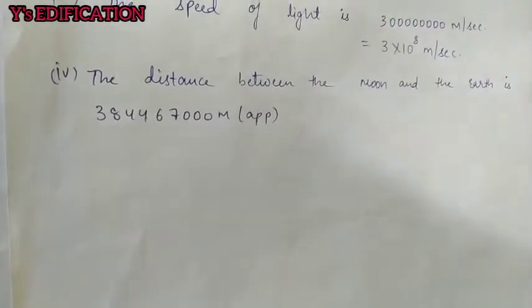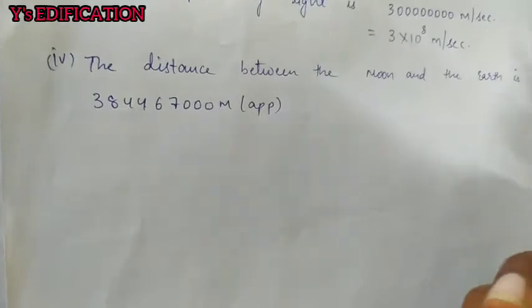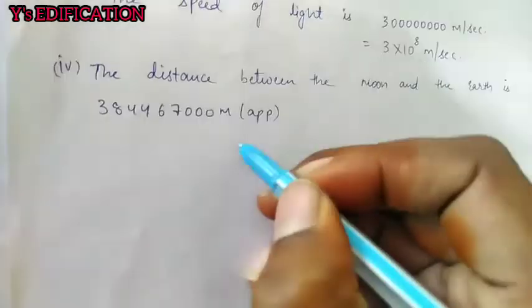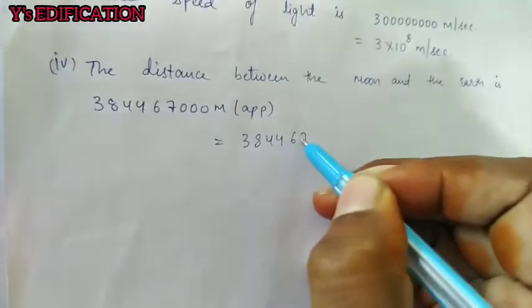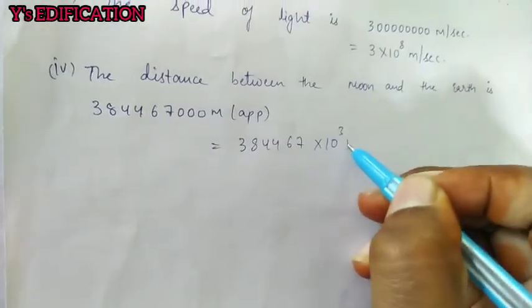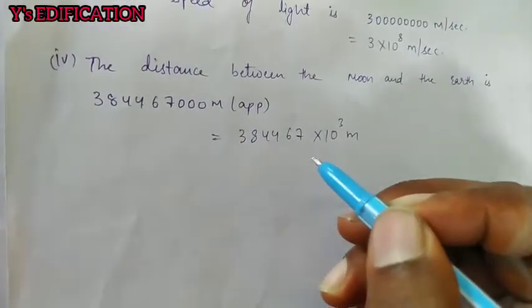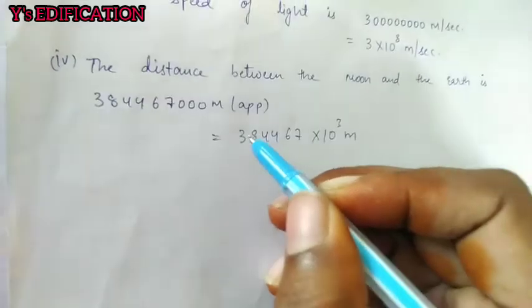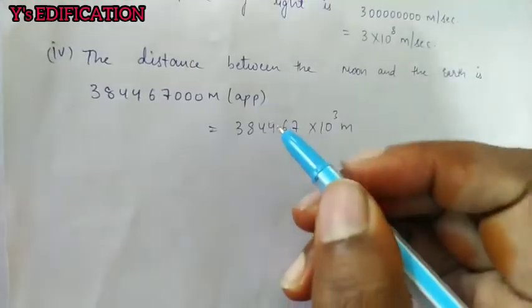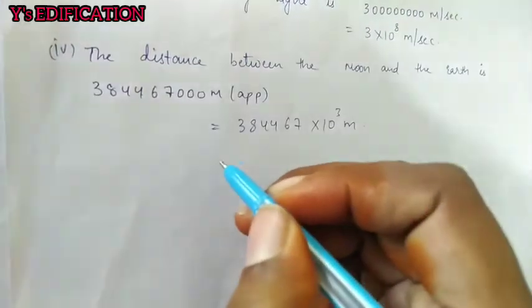The distance between the moon and the earth is 38446700 meters approximately. So first I will write this as 384467 into 10 power 3 meters. So I have to write it in a standard form, that means a very small form. So I will place the decimal after a single digit. So I have to move 1, 2, 3, 4, 5 digits after the decimal.